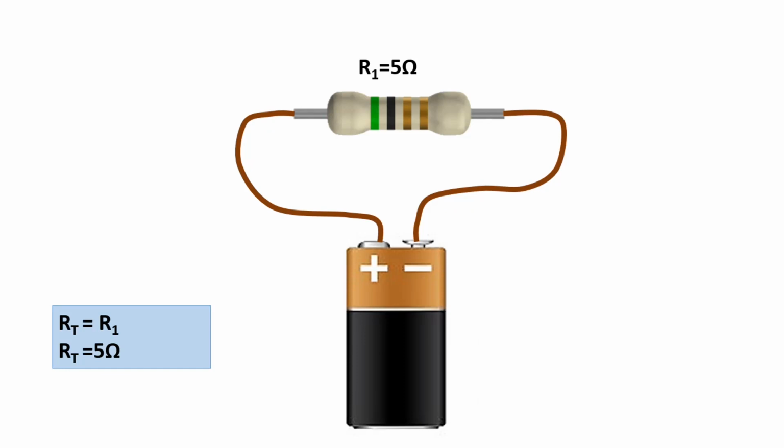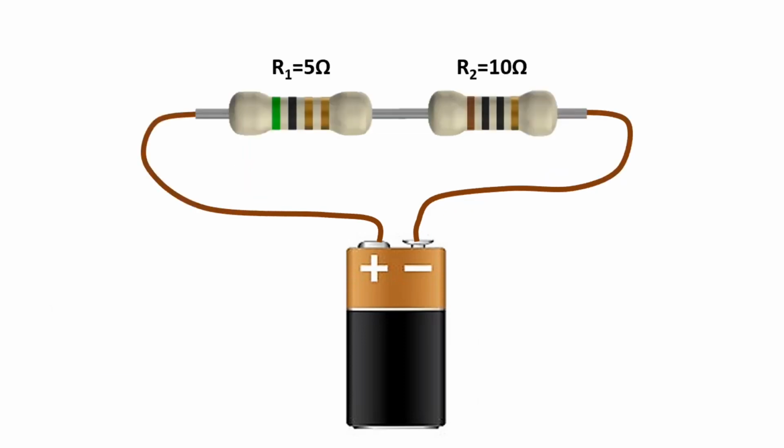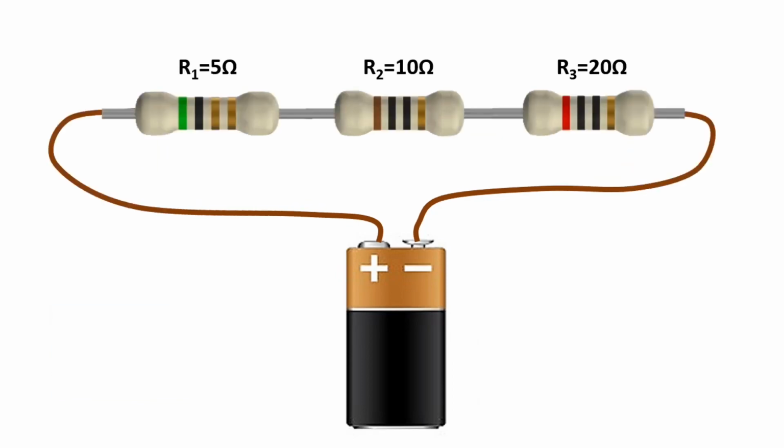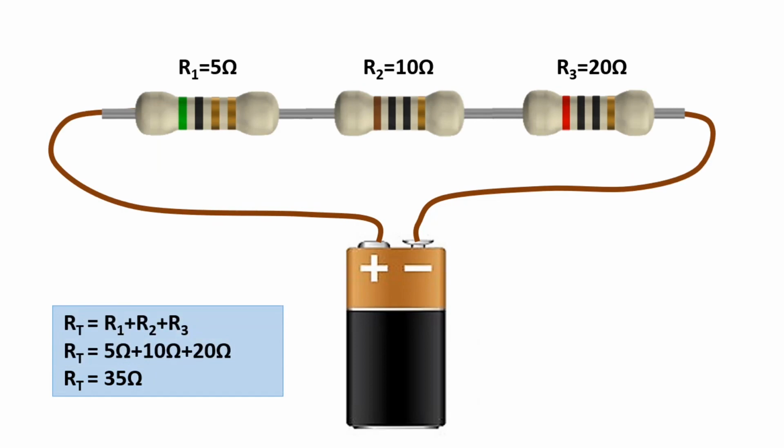If we add a second 10 ohm resistor R2 in series with this resistor, what will be the total resistance? In this case, the total resistance will be 15 ohms, the sum of the two. Let's add another 20 ohm resistor R3. The total resistance will be R1 plus R2 plus R3. From the 5 ohm plus 10 ohm plus 20 ohm operation, the total resistance will be 35 ohms.